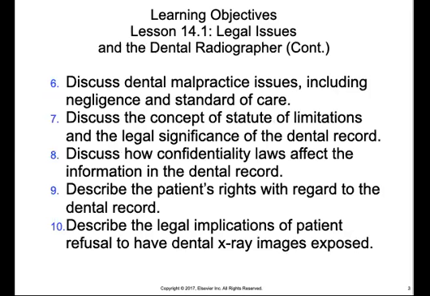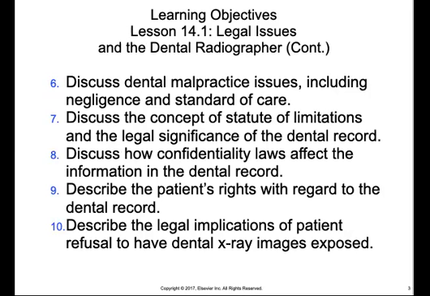We'll also discuss dental malpractice issues, including negligence and standard of care. We'll discuss the concept of the state statute of limitations and the legal significance of the record, and discuss how confidentiality laws affect the information of the record.